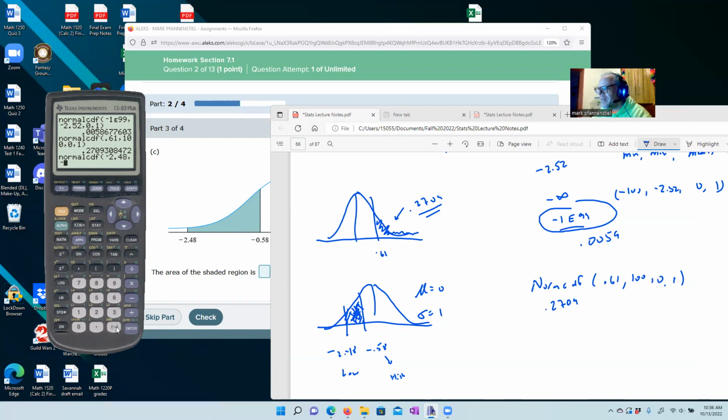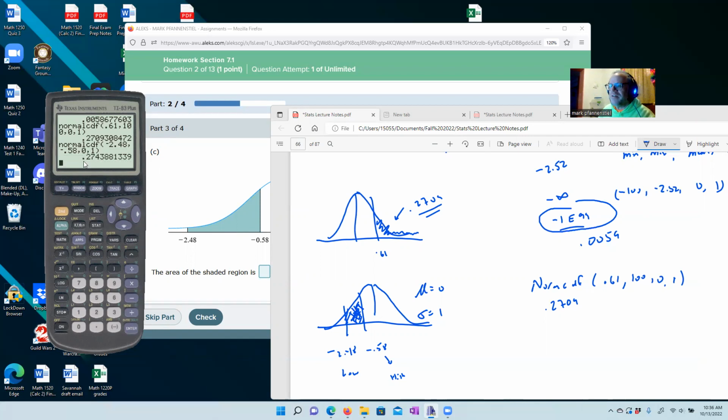They're both negative. That's fine, they're not going to care. Then 0 and 1 is our mean and standard deviation. I think a TI-84 kind of guides you through this. If you're on a TI-83, please practice. Go to the library, check out a TI-83 and practice these operations with this calculator. And we'll hit enter.